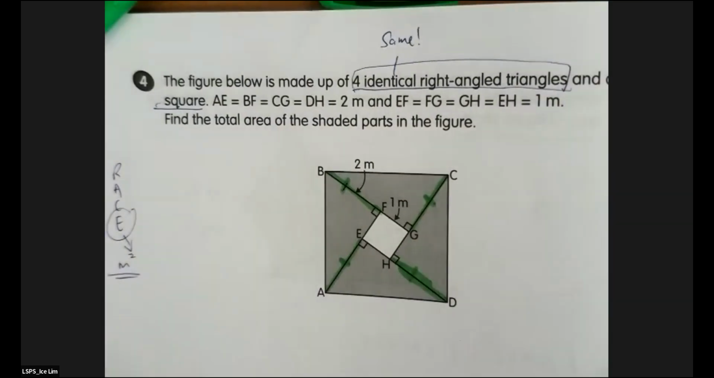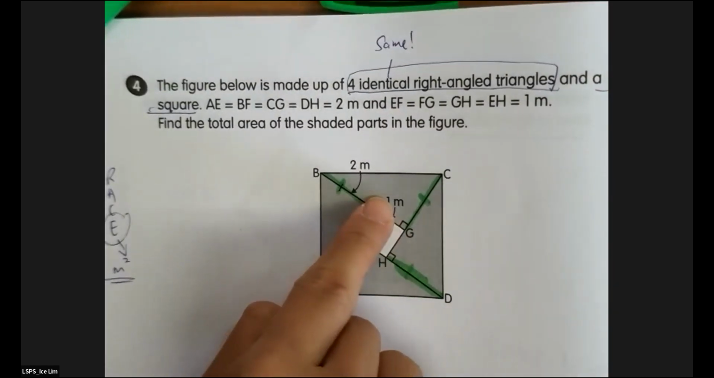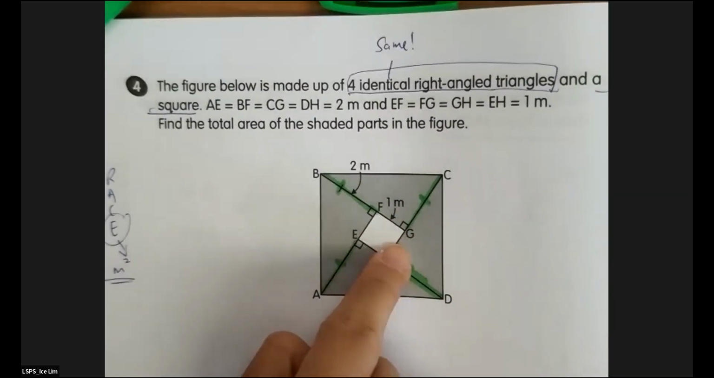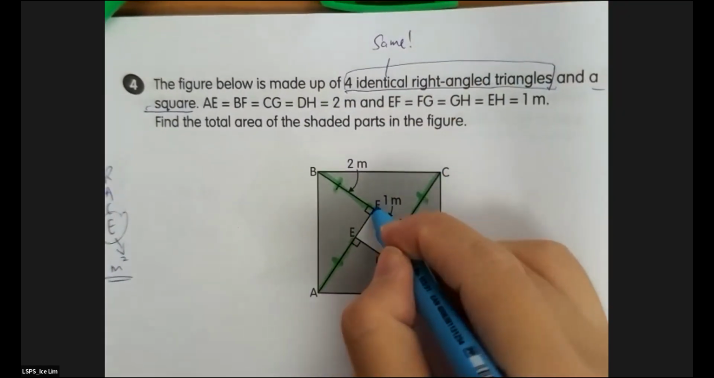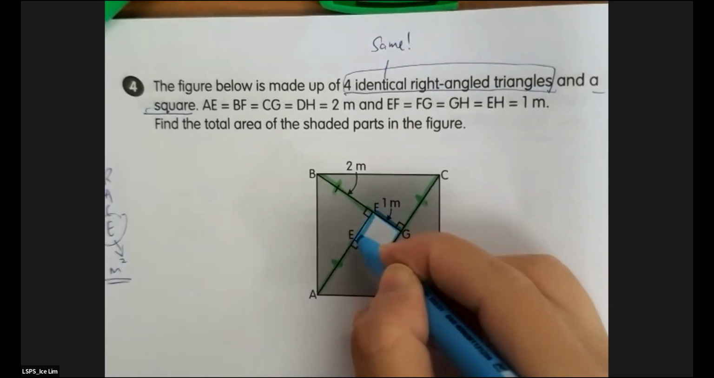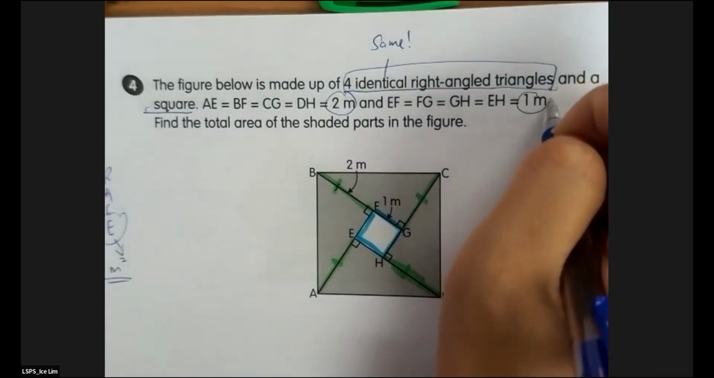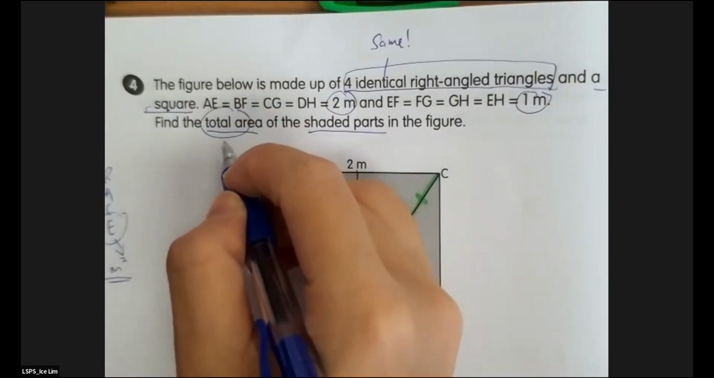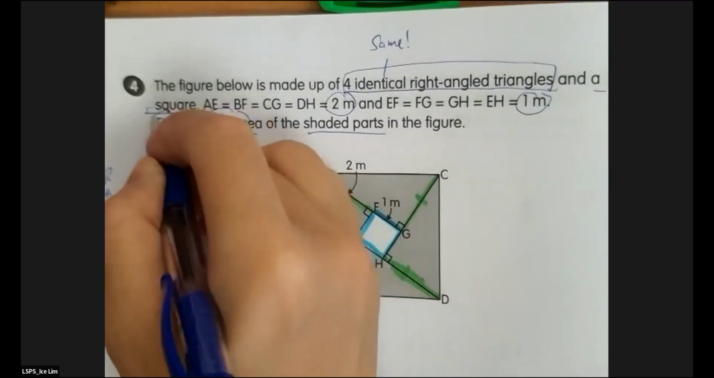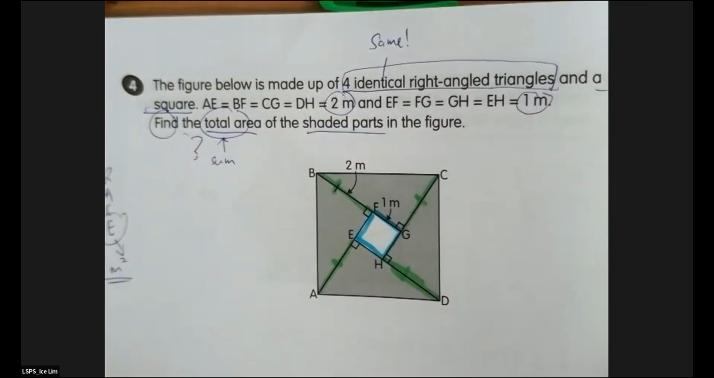Okay. Then it says there EF, FG, GH, EH, 1 meter. Meaning, this is the square. It's 1 by 1 by 1 by 1 meter. Find the total area. So I got this part understood. What is the total area of the shaded part? Whenever you see the word total, and this is the question, find, you know, okay, it's the sum. Sum got to do with plus or times.